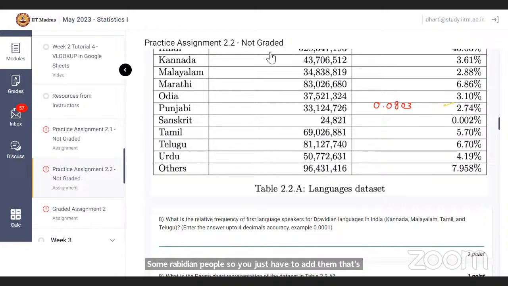And the percentages. Oh, okay. Yeah, just add the relative frequency, the percentage, and convert it to relative frequency.